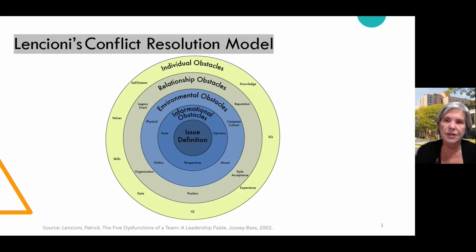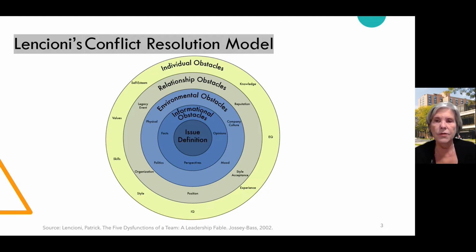The team may not be able to get to the real issue because the physical environment is too noisy. It's not private. They might not have enough time. They might be crunched for time. Or there could be atmospheric environmental obstacles, like people are worried about office politics or impending layoffs.